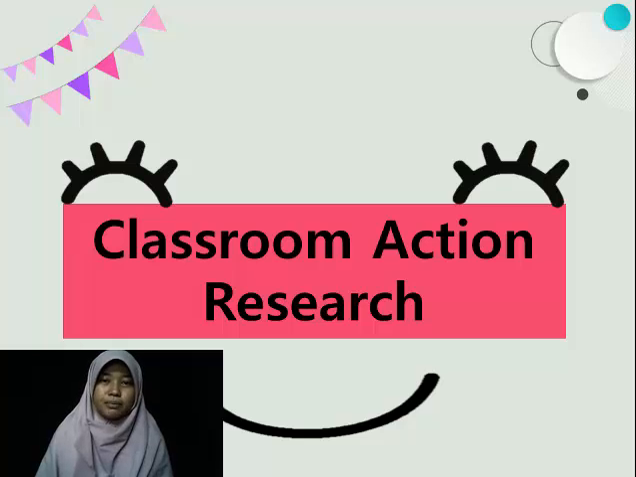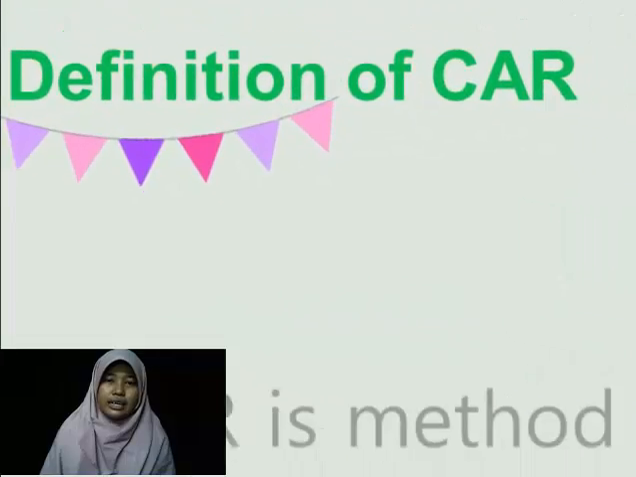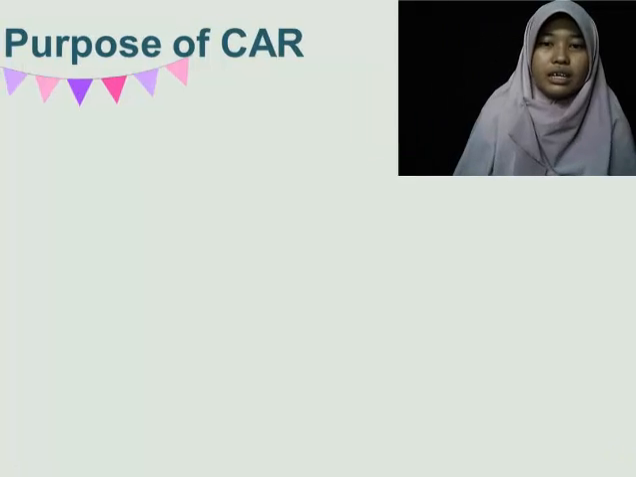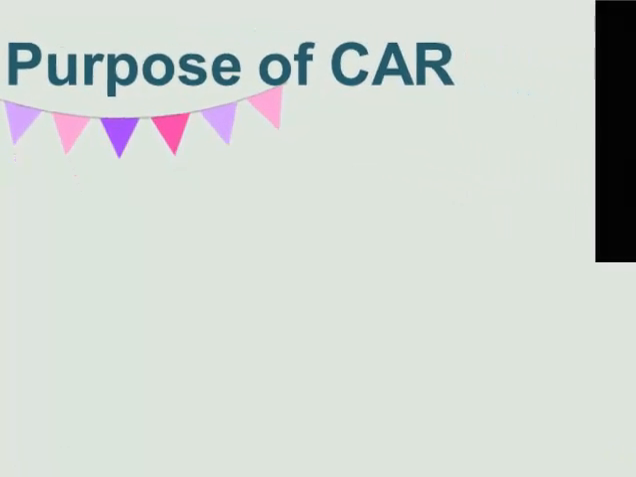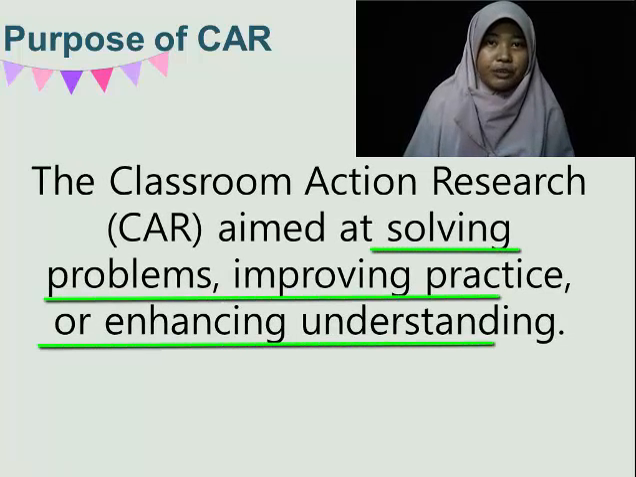I will explain about classroom action research, or we can call it CAR. First, I want to explain about the definition itself. CAR is a method of finding out what works best in our own classroom. So based on that, we can improve student learning. Next is the purpose of CAR. There are solving problems, improving practice, or enhancing understanding.